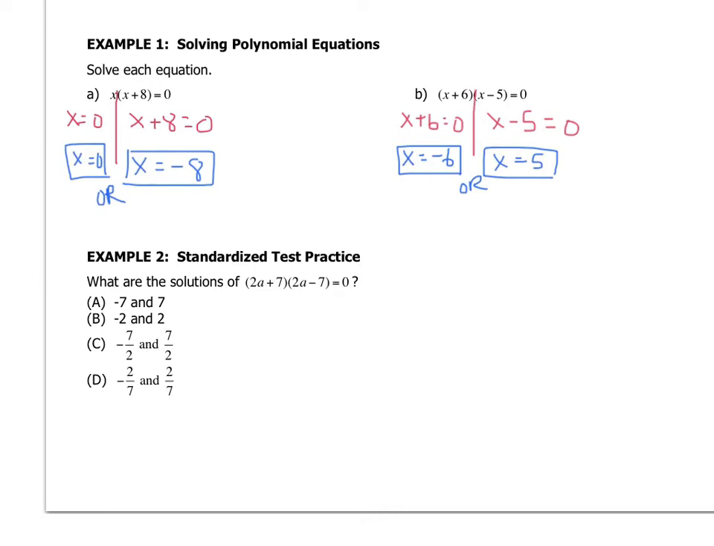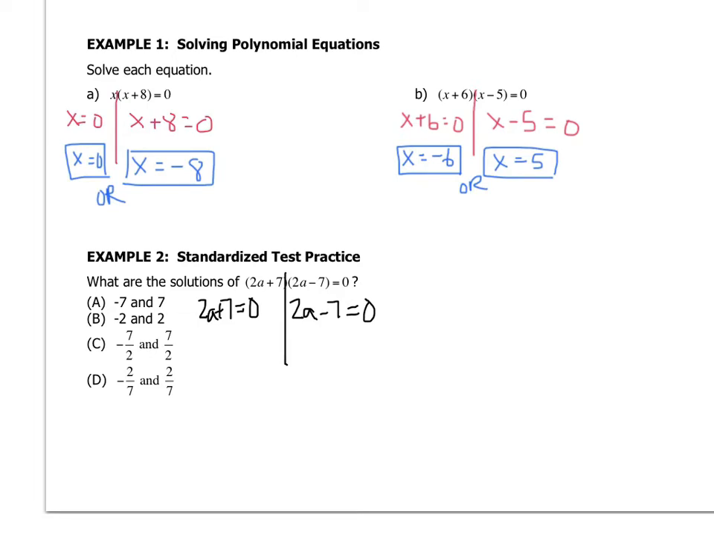If you're up for it, try example 2 on your own. But what we're going to do is split our polynomial down the roots, and you can tell that they're roots by the fact that they're in parentheses. So the first part is going to say 2a plus 7 equals 0. So that's one possibility. And the other possibility is that 2a minus 7 equals 0.